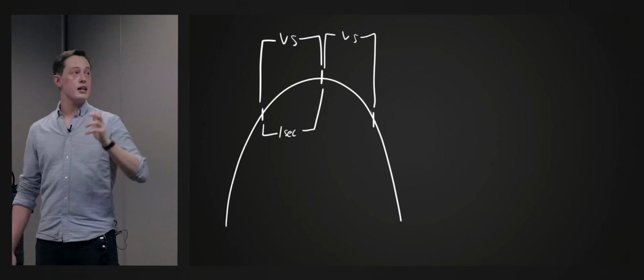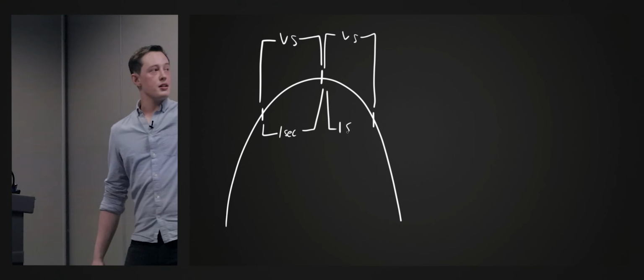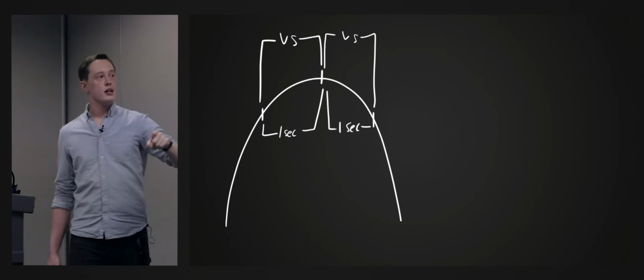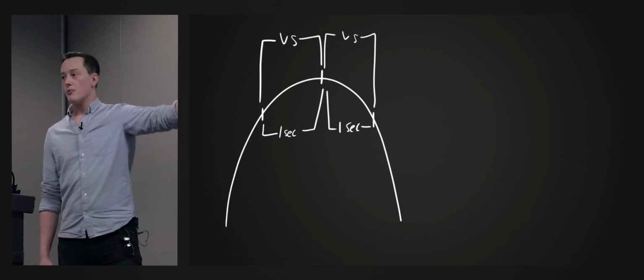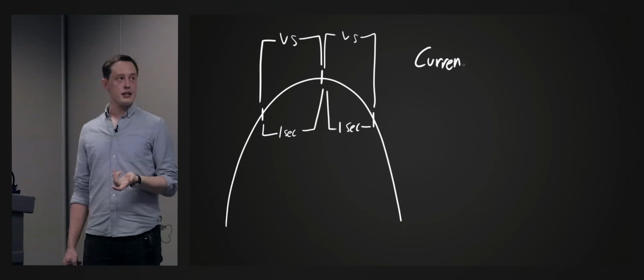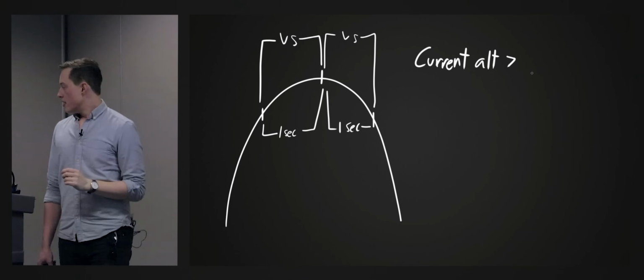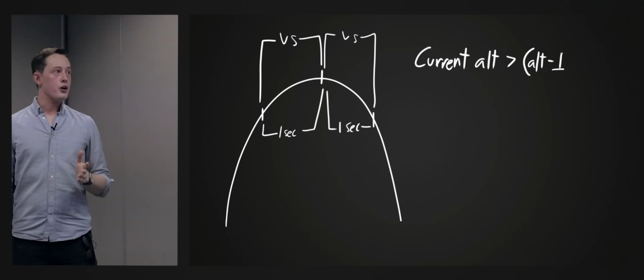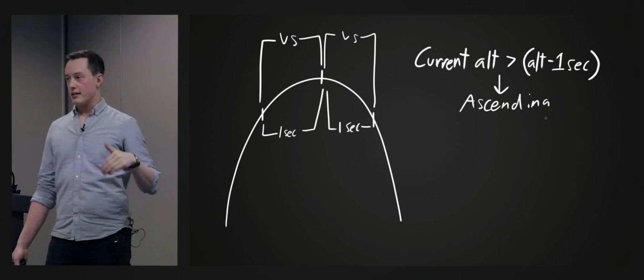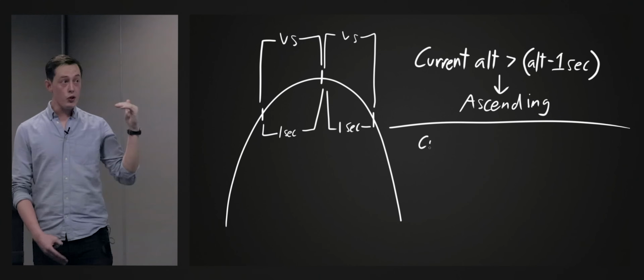And in the same vein, if we are at, let's say, 25 meters going down, and the last reading 1 second ago was 30. If that reading is greater than the reading 1 second ago, we must be descending. And we can set this up as an easy if statement here. Again, using just sort of pseudocode, if the current altitude is greater than the altitude 1 second in the past, we must be ascending.